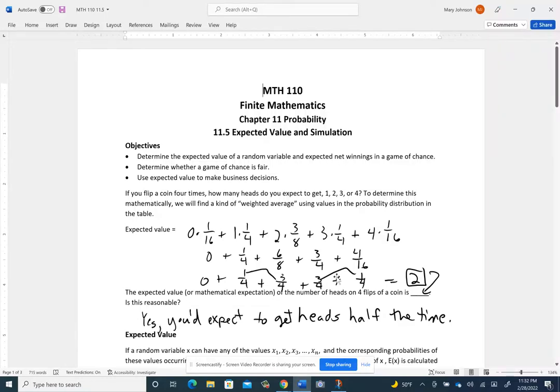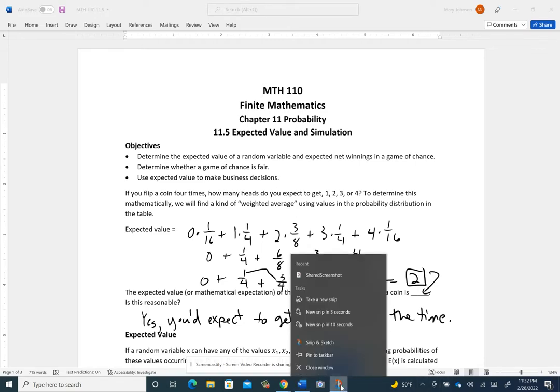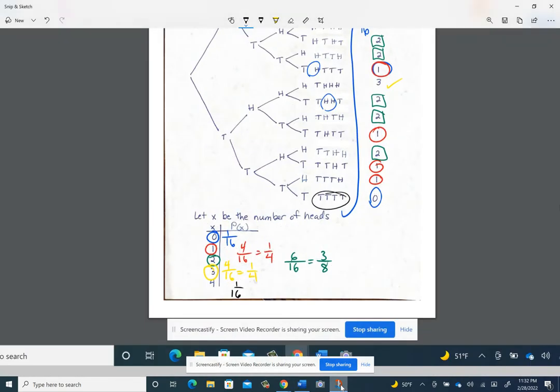All right, so I cut my video off just in a weird spot. So I'm just picking up where I left off. So we were looking at this, okay? All right, where we had created the probability distribution table here.